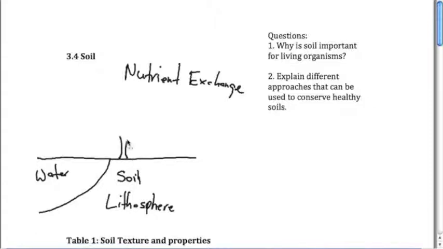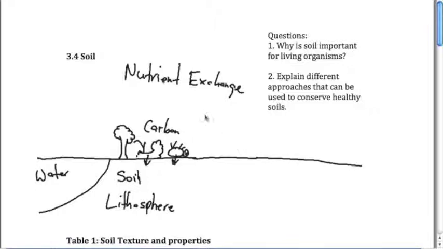If we have, let's say, a tree that is growing in the soil and that tree dies, then the carbon from that tree will slowly go into the soil as that tree breaks down. Same thing if we have maybe an animal that happened to die in this area, the carbon from that animal would also get leached into the soil. That would be our carbon going into our soil. But we also have other things that happen in our soil systems, other types of nutrient exchange.